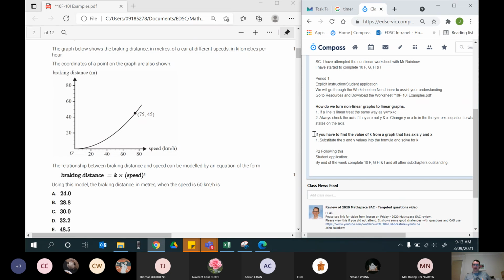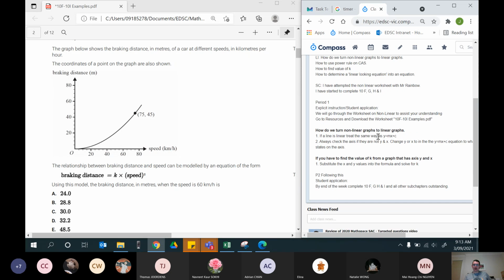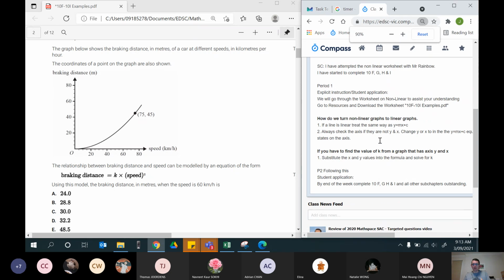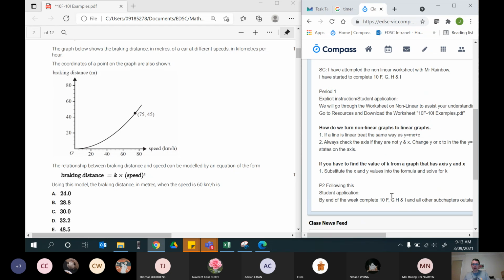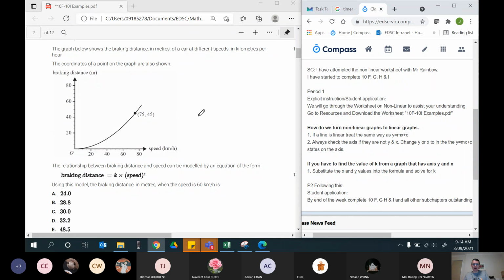So guys, on the lesson plan, you'll see that my notes for this are, if you have to find the value of k from a graph that has axis y and x, substitute x and y values into the formula and solve for k. That's my summary notes for you. They're compressed, they're short, but I think that makes sense. And that's pretty much what we've been doing, okay?